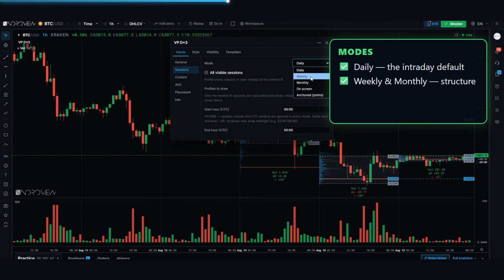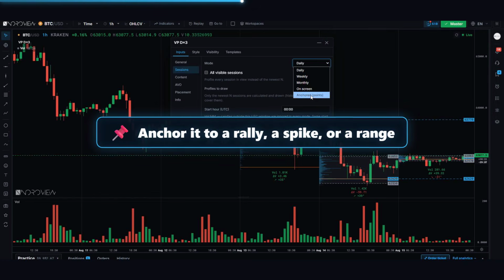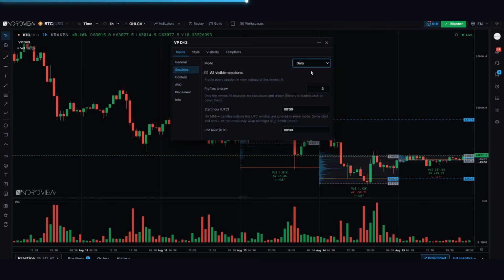Weekly and monthly give you the bigger, slower structural levels. On-screen profiles whatever is currently in view as one single profile, and anchored lets you drop a profile over one specific move you care about. A big rally, a new spike, or a whole consolidation range. Underneath that, there is profiles to draw, which is how far back it builds.